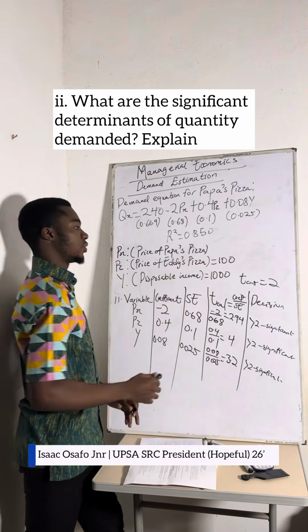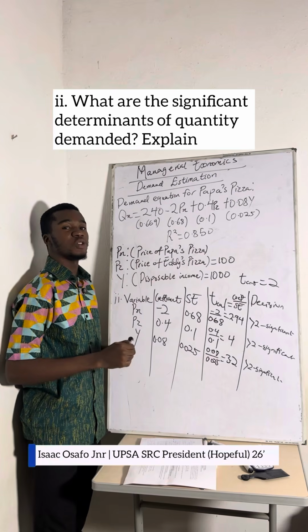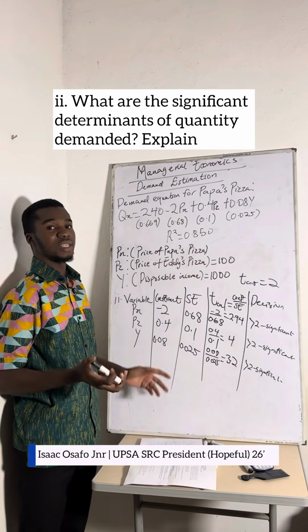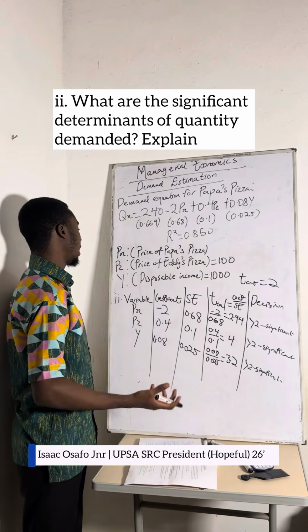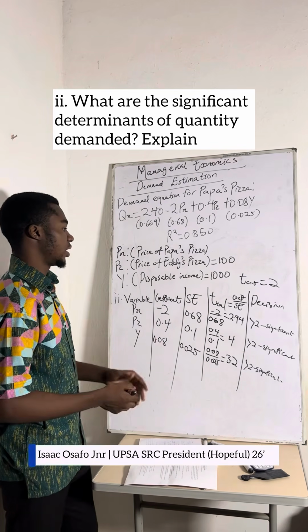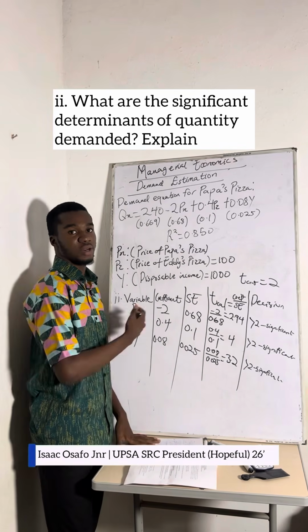They are all greater than 2. That's why we are saying that it is significant. Assuming they were less than 2, we would say that it is not significant. You get it? But because they are all greater than 2. Alright, so that's it for the II. So if you're asked to state which one is significant or not significant, this is how you go about it.